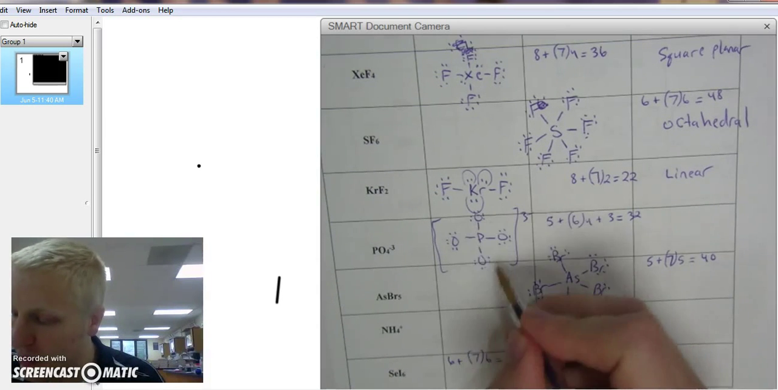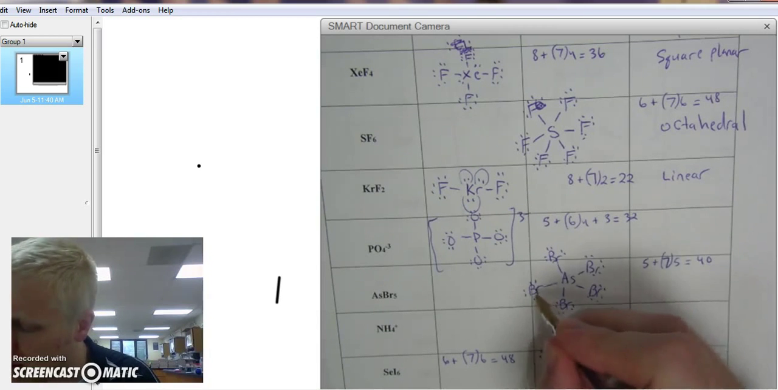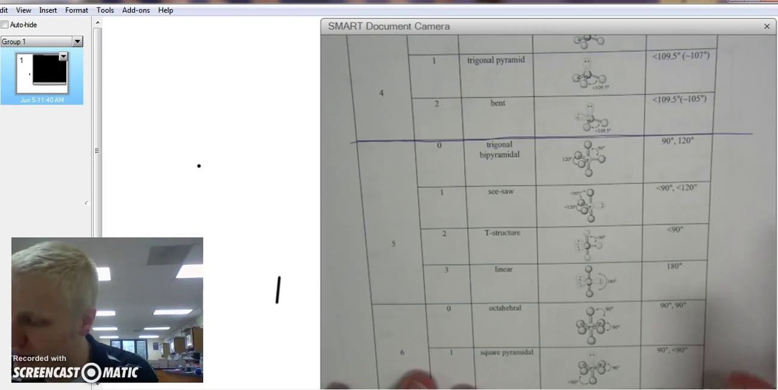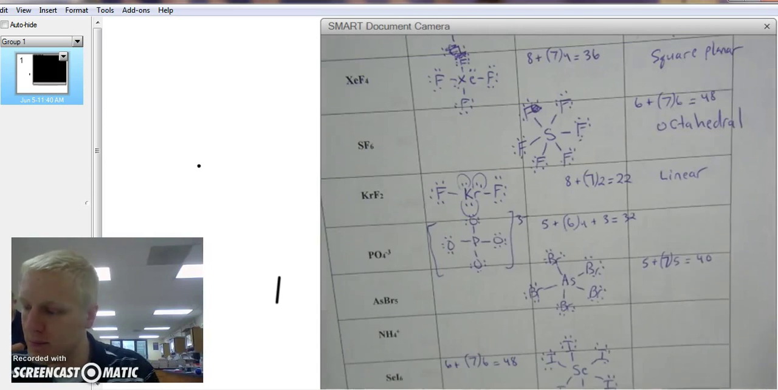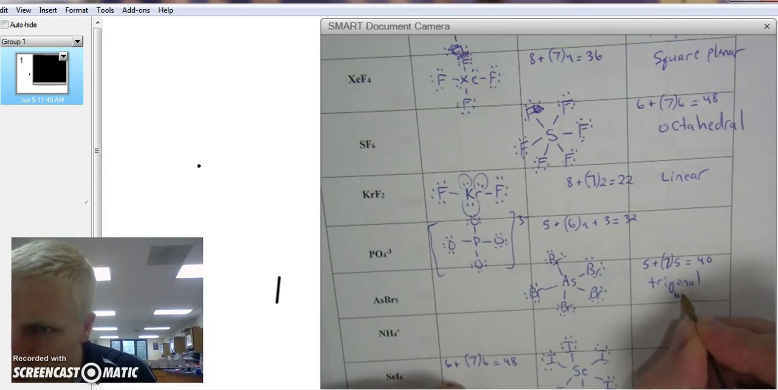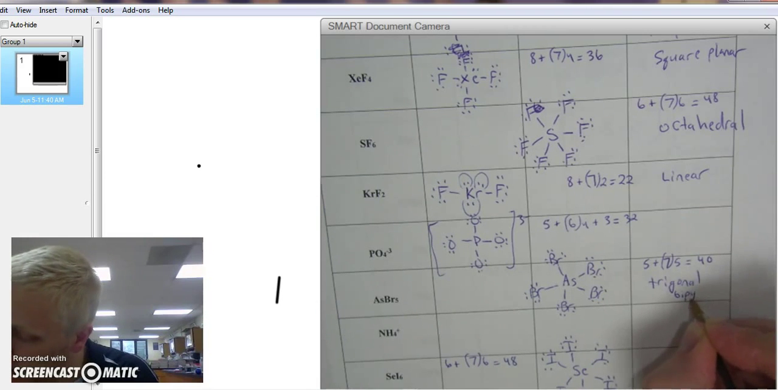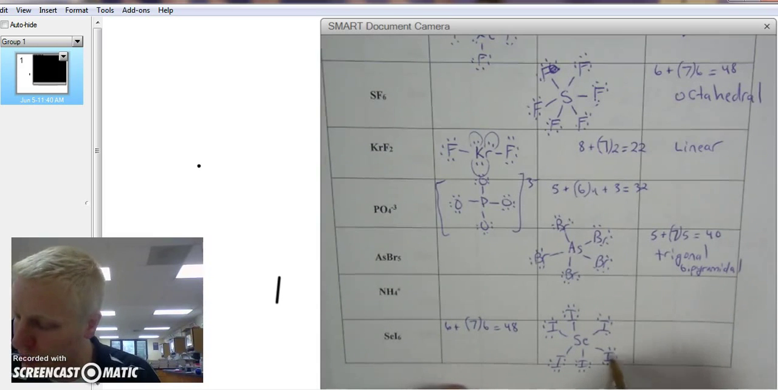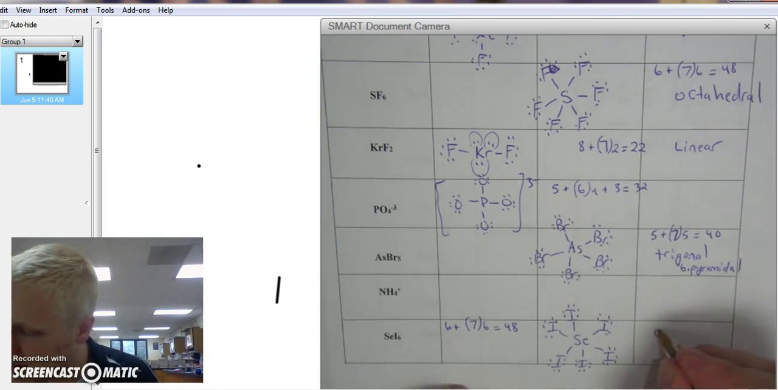Alright, PO4, 4 outer atoms. I think we already did that one, but it's tetrahedral. Next we have 5 outer atoms, 0 lone pairs. That would be trigonal bipyramidal, with an I. Then this guy has 6 outer atoms. That's going to be just like the earlier one, octahedral.